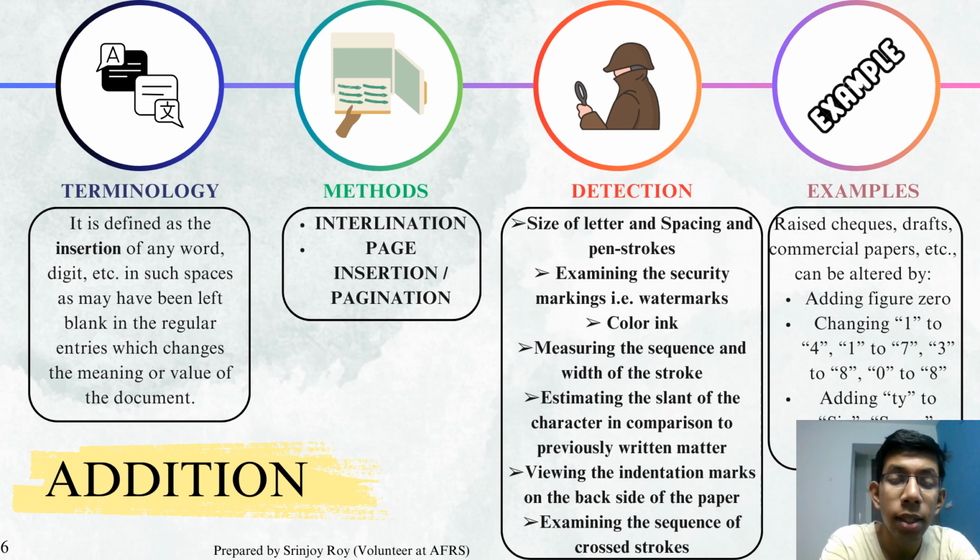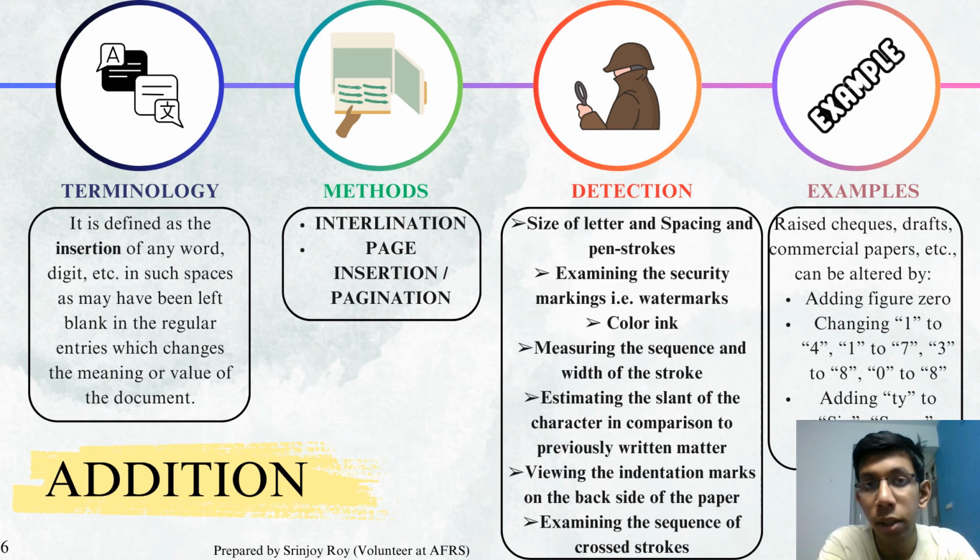Interlineation, as the name suggests: inter means between and lineation comes from the word lines. So between two lines you are adding something. That is known as interlineation. And page insertion means you are inserting some other page into an already existing document. That is known as page insertion.